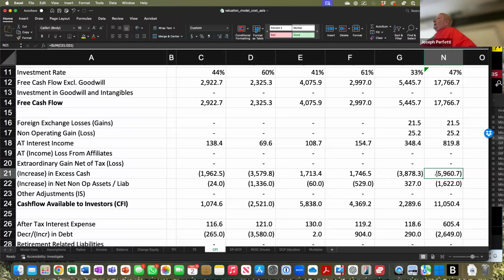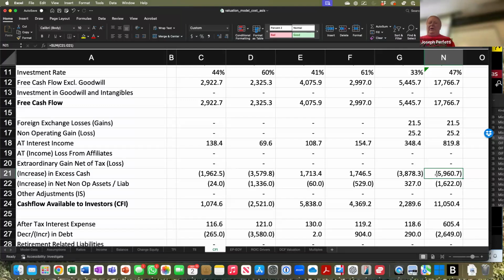So really, where did Costco reduce their CFI? Because they put 5.96 billion of cash into excess cash, and they bought $1.6 billion of non-operating assets, reducing almost 18 billion of free cash flow to 11 billion of CFI. That is the cash that can be paid out to the debt and equity holders. Is everybody tracking?